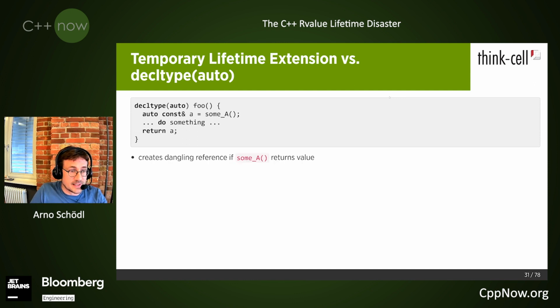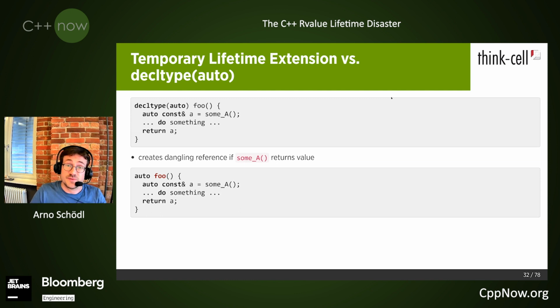So we could try to improve by, instead of decltype(auto), we use auto. Well, then we get a value. But we get a value all the time. Even if someA returns a reference, we still get a value, which is also not what we want.